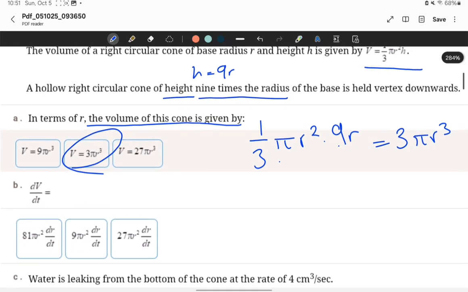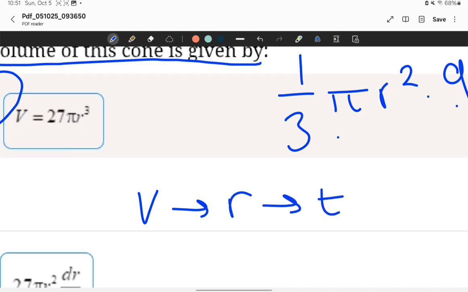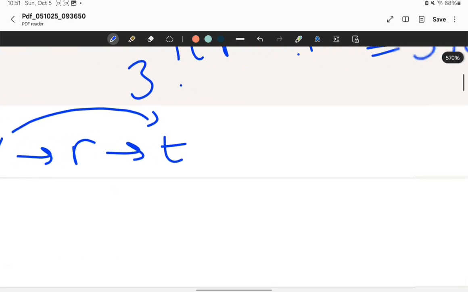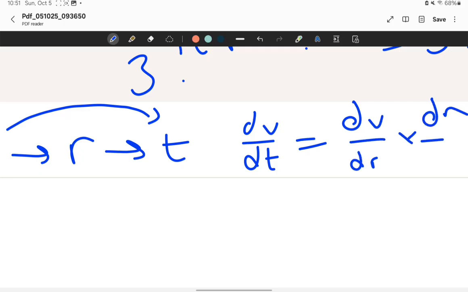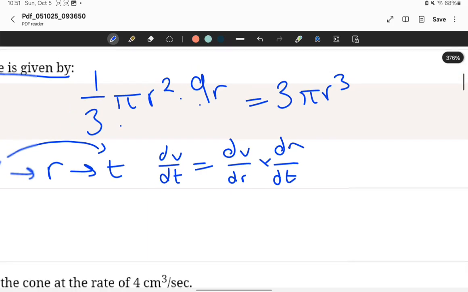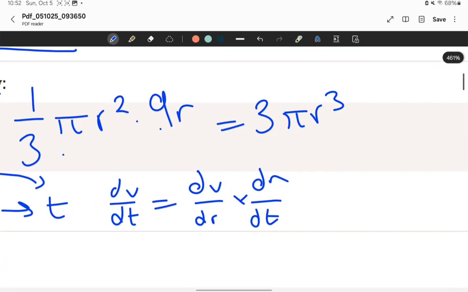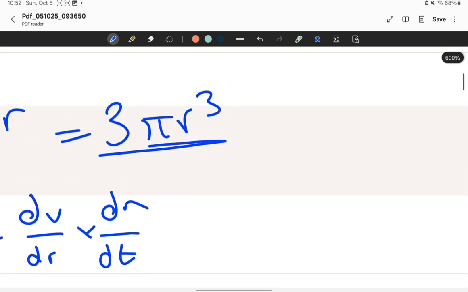Now part B, they want the volume over the time. So again, we're going to write down that the volume depends on our radius, and the radius depends on our time. So they want dV/dt, which is this whole thing. So it's going to be equal to dV/dr times dr/dt. The dV/dr we already have. No, sorry, actually this is just V, right? So we need to differentiate this to get dV/dr.